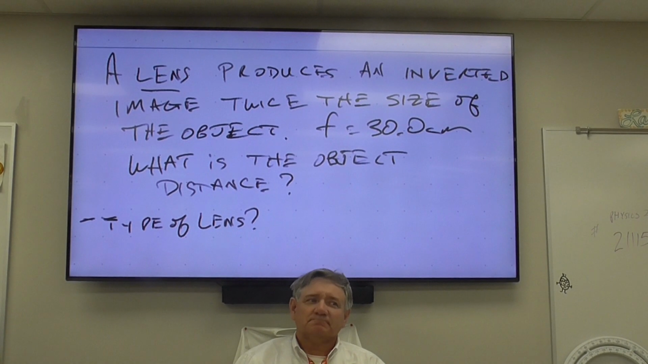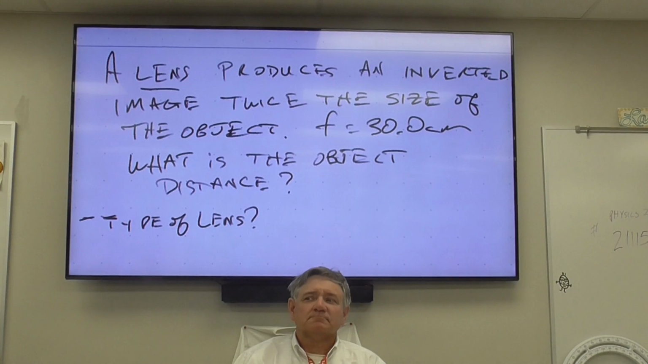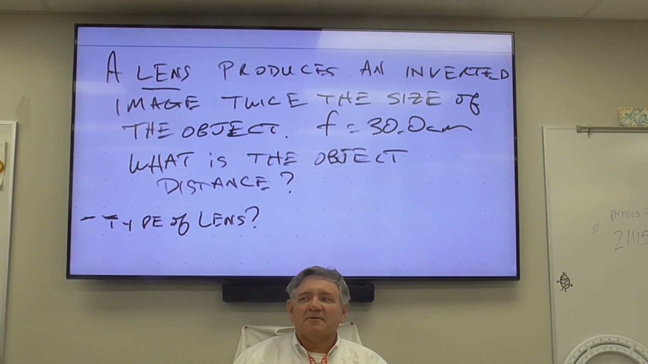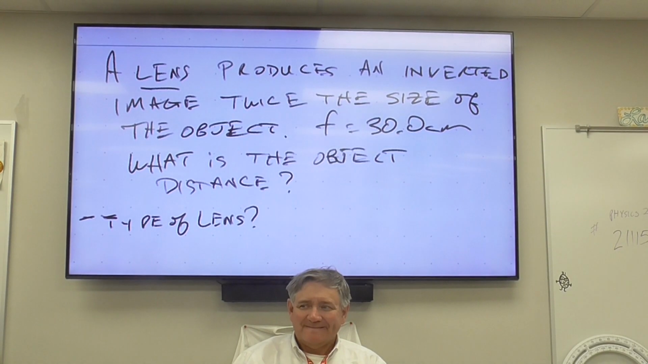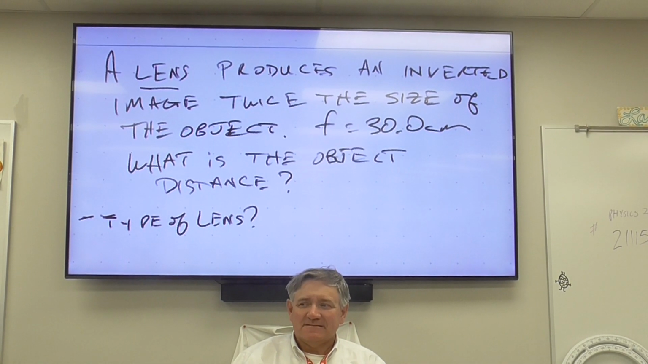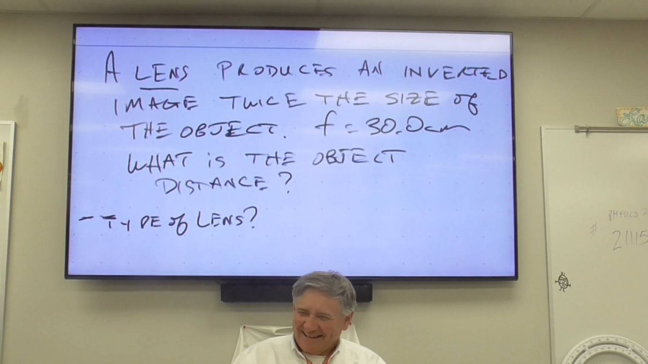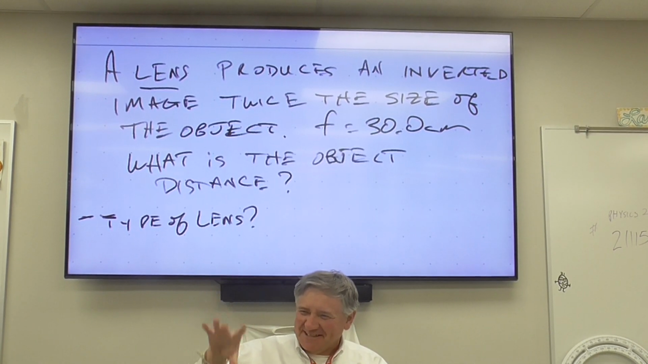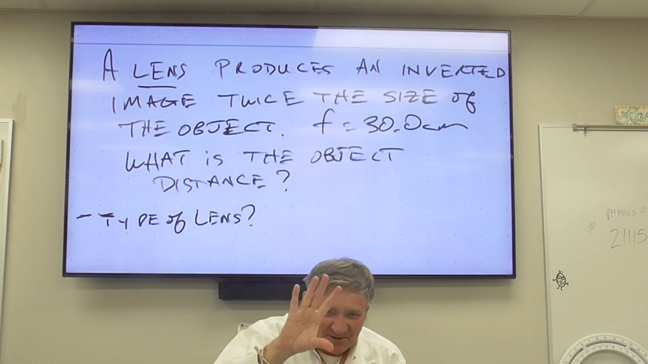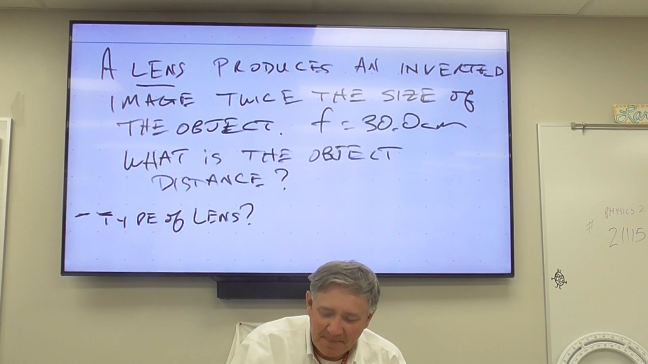Convex lens or concave? What'd you say? Convex lens. Why? Because it's inverted and it can be bigger. Magnification bigger than 1, that's the international sign.